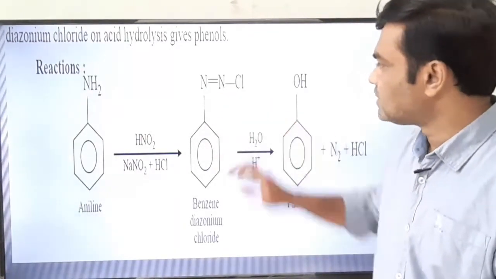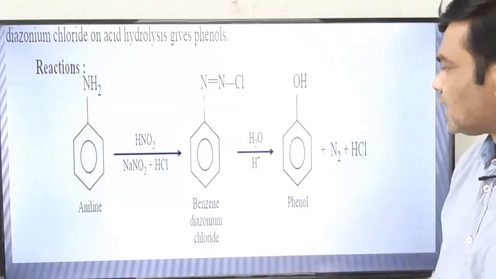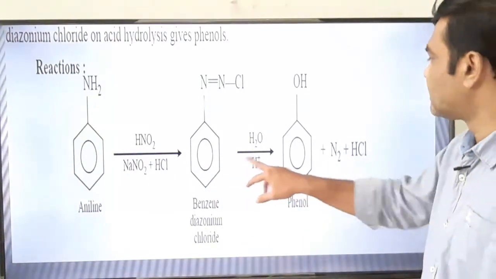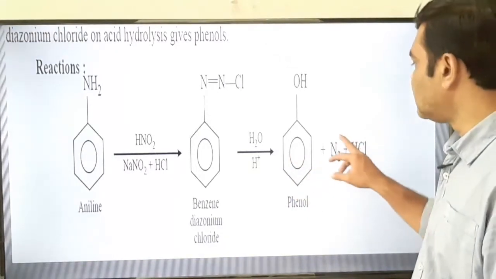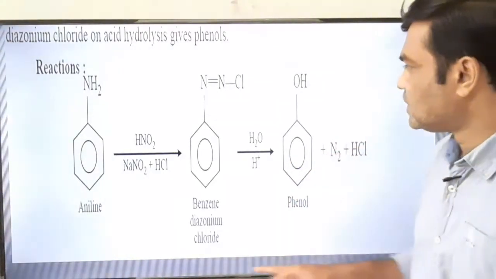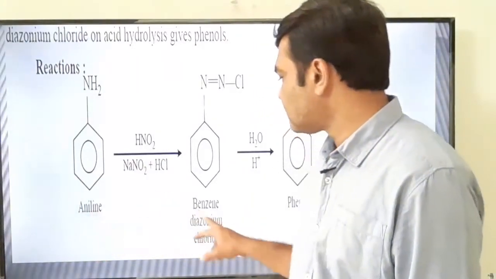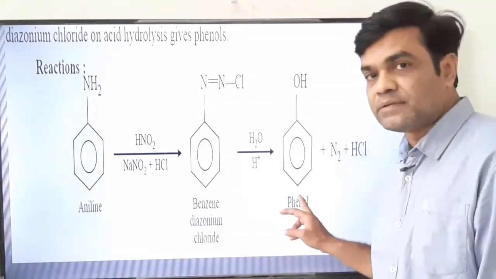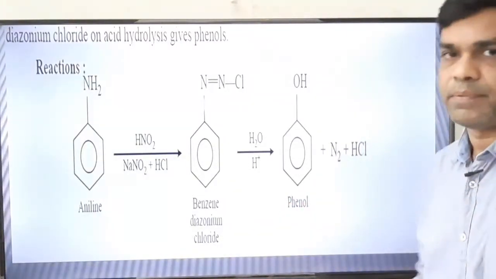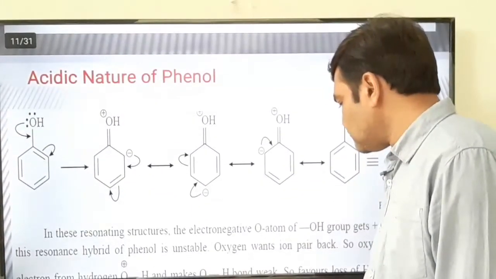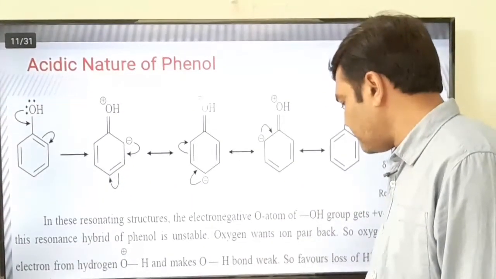It is a benzene diazonium chloride salt. That benzene diazonium chloride salt on hydrolysis gets converted into phenol, and there is a removal of nitrogen gas. So in this way, aniline is first converted to BDC, benzene diazonium chloride salt, and then that benzene diazonium chloride salt is converted to phenol. Okay. So these are the three methods of preparation.